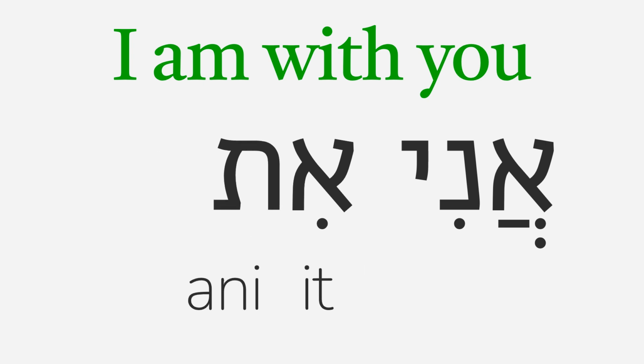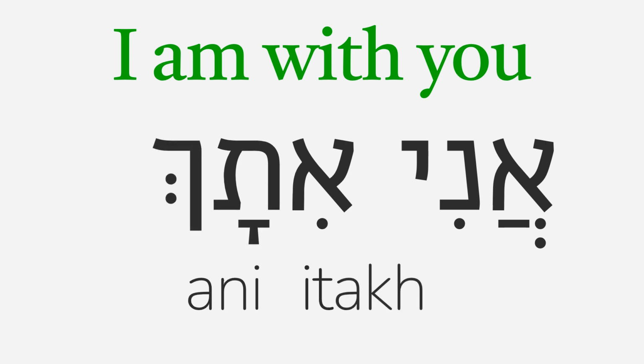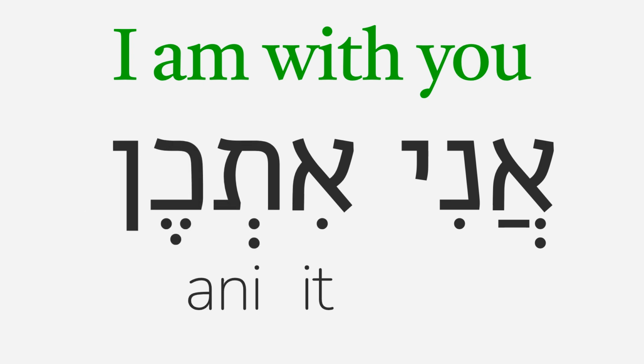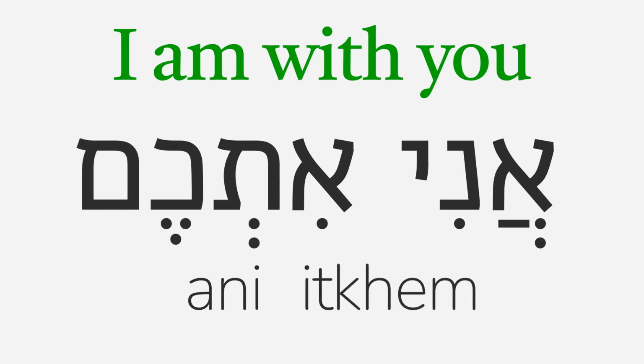If the you is feminine singular, the suffix is ch, with an a vowel in between, itach. With you, feminine singular. Ani itach, I am with you. And like et, eit does not have a vowel change with the suffixes chem and chen. It stays as eit when we add the suffixes. Eitchem, with you masculine plural, and eitchen, with you feminine plural. Ani eitchem and ani eitchen.